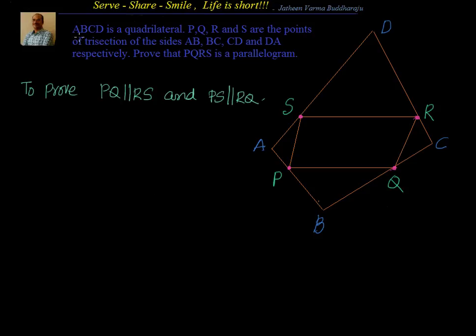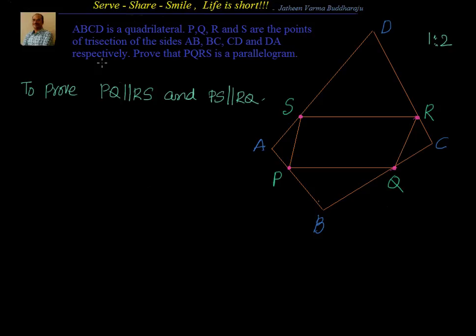Now, what is given to us? Given to us is that ABCD is a quadrilateral. P, Q, R, S are the points of trisection of the sides. What is the meaning of points of trisection? They divide in the ratio of 1:2. It's actually 1:2 or 2:1, but we see here that it is in the form of 1:2. So what is the meaning of that? The meaning of that is AS by SD is 1:2, CR by RD is 1:2, CQ by QB is 1:2 and AP by PB is 1:2.